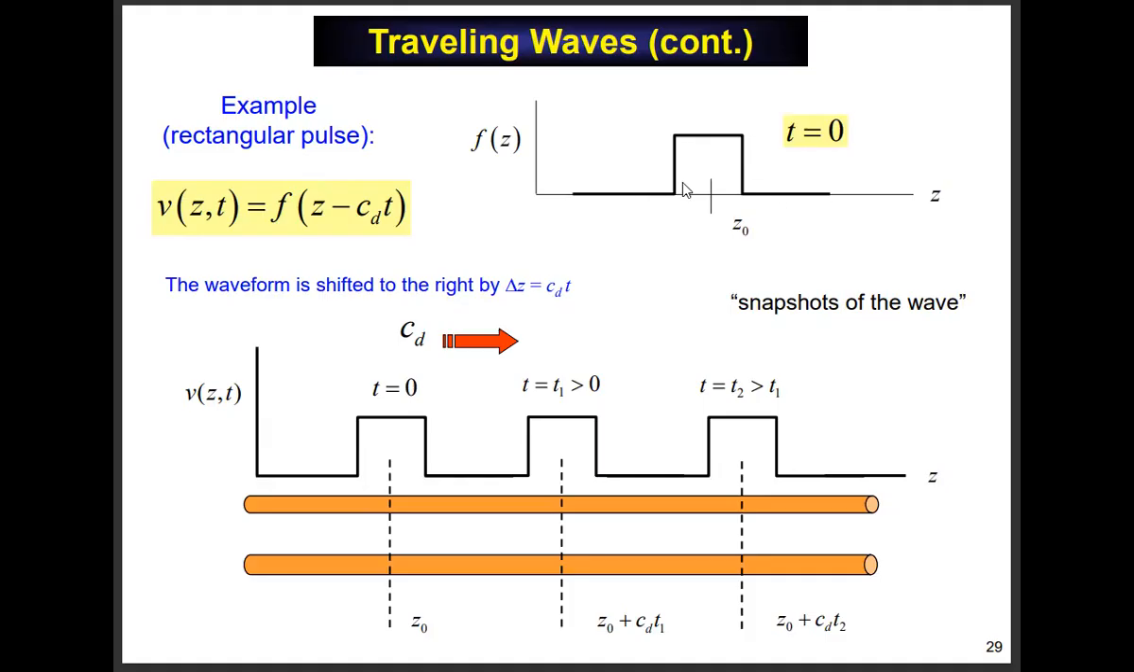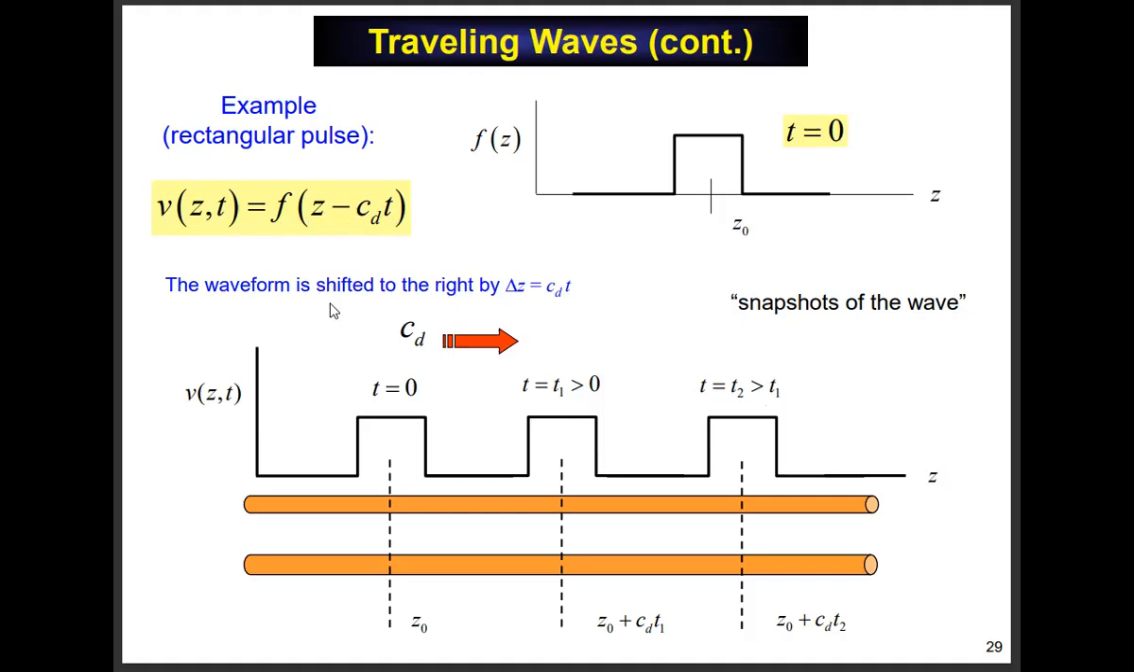Now, I don't have an animation here, so you have to use your imagination. Imagine I let time elapse, starting from 0, going to something called t1, which is a little bit bigger than 0, then a later time t2, a little bigger than t1. So I'm letting time elapse. What's happening? The pulse is simply moving down the line in the z direction, and it's moving at the speed of light.